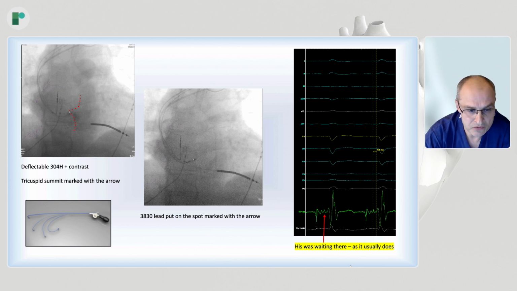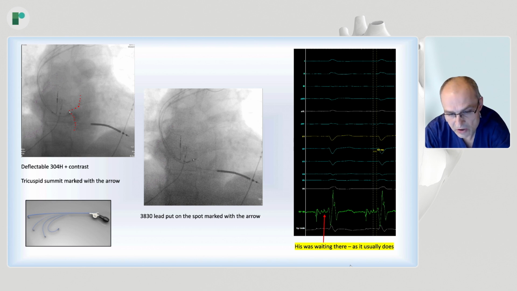And as you see, it was found with the contrast, and then we put the arrow on that place, and when you put the lead on that spot, most often the His is waiting there, and that was exactly like it was in this case. I was not looking for the His, it was exactly there where the contrast indicated it would be. So this is my approach.